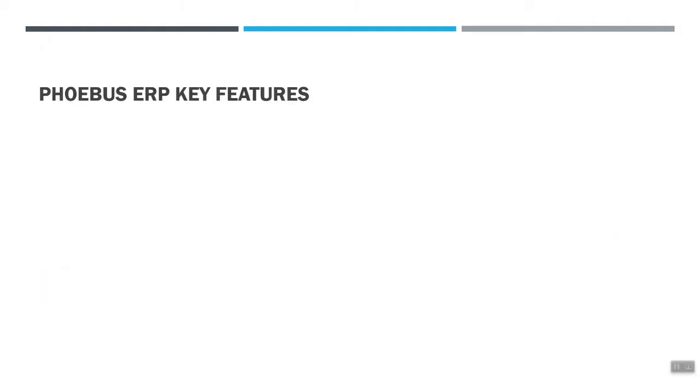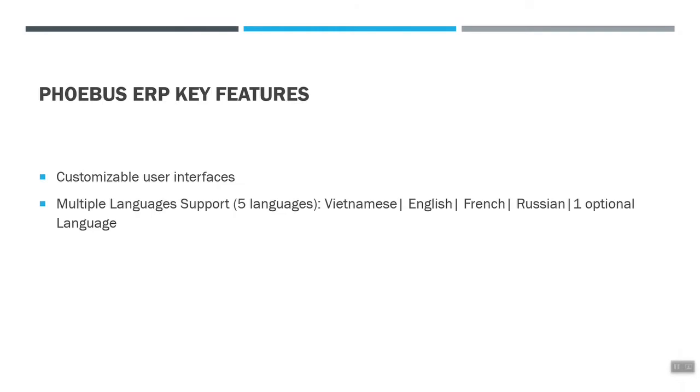Phoebus is a development platform for non-programmer consultants. Most of the user interfaces such as entry forms, dashboards are customizable. Phoebus has a built-in dictionary for English, Vietnamese, French, and Russian. More than that, it allows users to override any translation built into Phoebus. It opens the capability for users to translate Phoebus to any language.